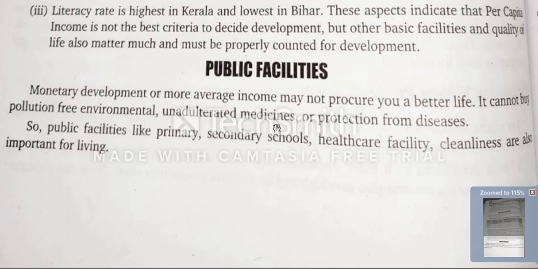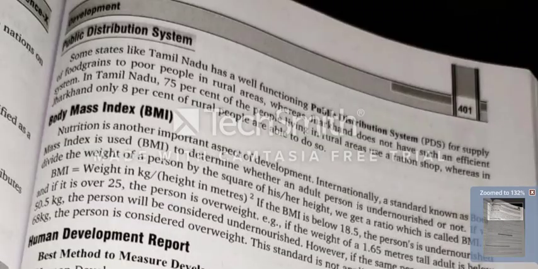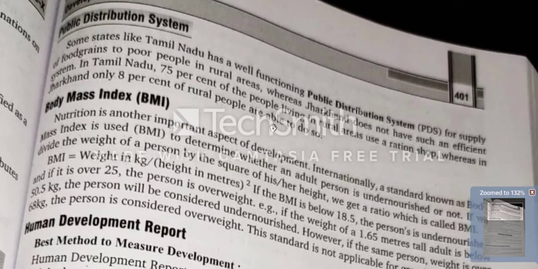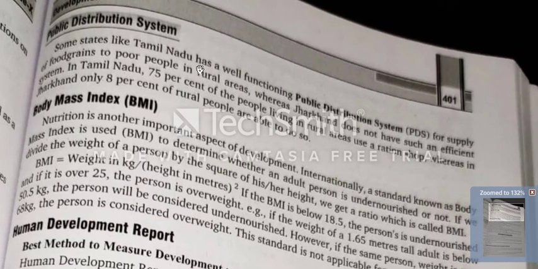Clear? Okay. Now we will see the next page. So now first we will see the PDS, public distribution system. Some states like Tamil Nadu have a well-functioning PDS, public distribution system, for supply of food grains to poor people in rural areas, whereas Jharkhand does not have such an efficient system.